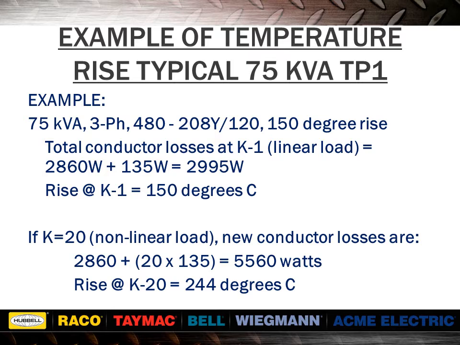In this example, we see a standard distribution 75 kVA transformer has 2,995 watts of total conductor losses at K1, assuming a linear load. However, if the load would not be linear, for example at K20, the new losses would be 5,560 watts. This would increase the transformer temperature rise from 150 degrees Celsius to 244 degrees, resulting in overheating, shortened transformer lifespan, and possible cause for failure.